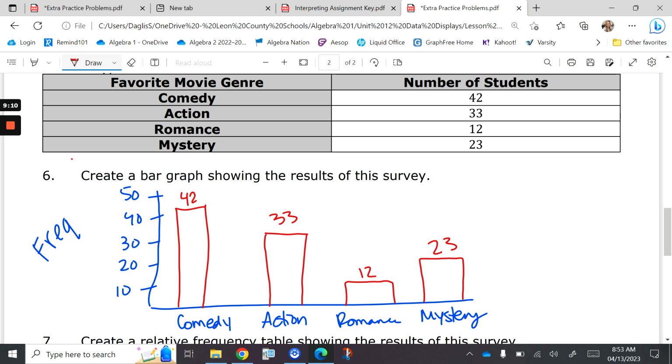So a bar graph has individual bars. They are not connected. We label our x-axis with the category that they're representing. The y-axis shows the frequency of how many people gave that answer in the survey. Questions about bar graphs? All right.